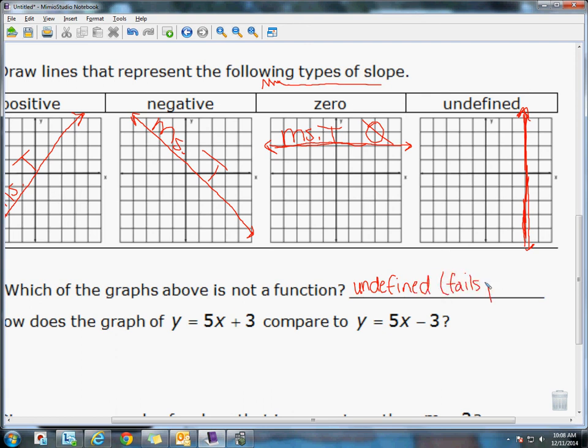Fails pencil test. And what I mean by that, if you remember, is if you take your pencil and put your pencil straight up and down, it only hits the graph, the red line, only once. Here, if I took my pencil, went straight up and down, it only hit it one time each. Here, though, if I put my pencil on this line, it hits multiple times. Since it hits multiple times, it's because your x repeats. And so this one would not be a function.